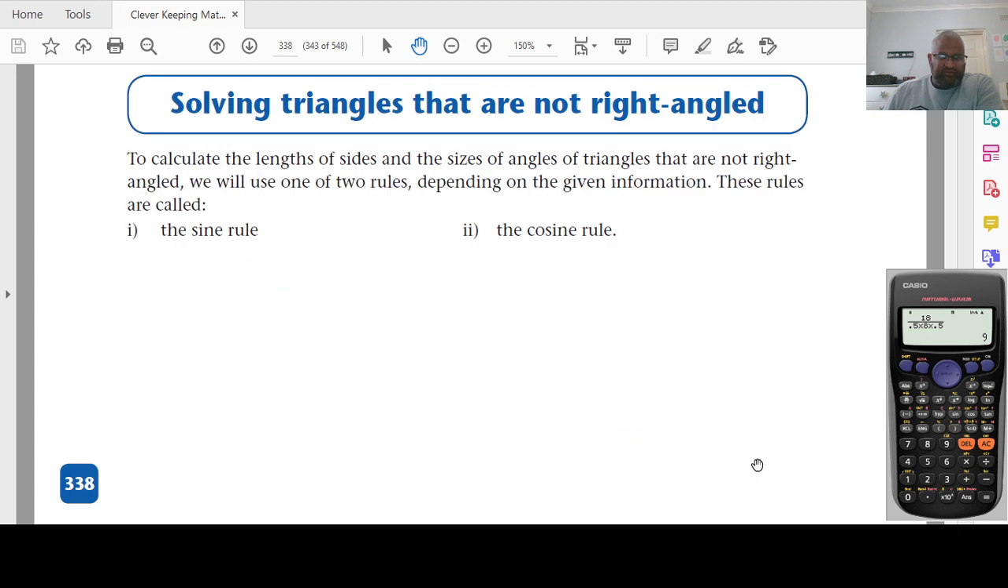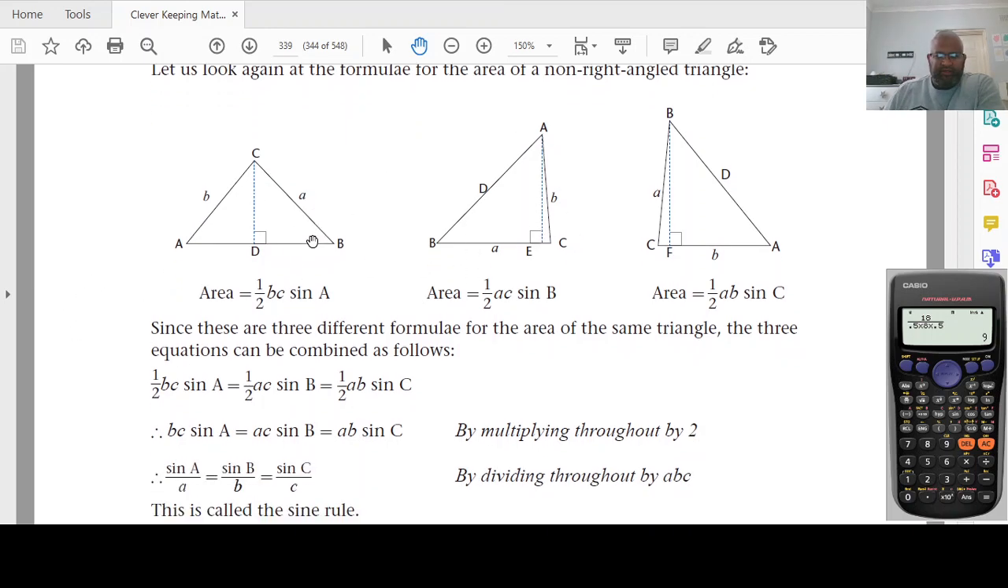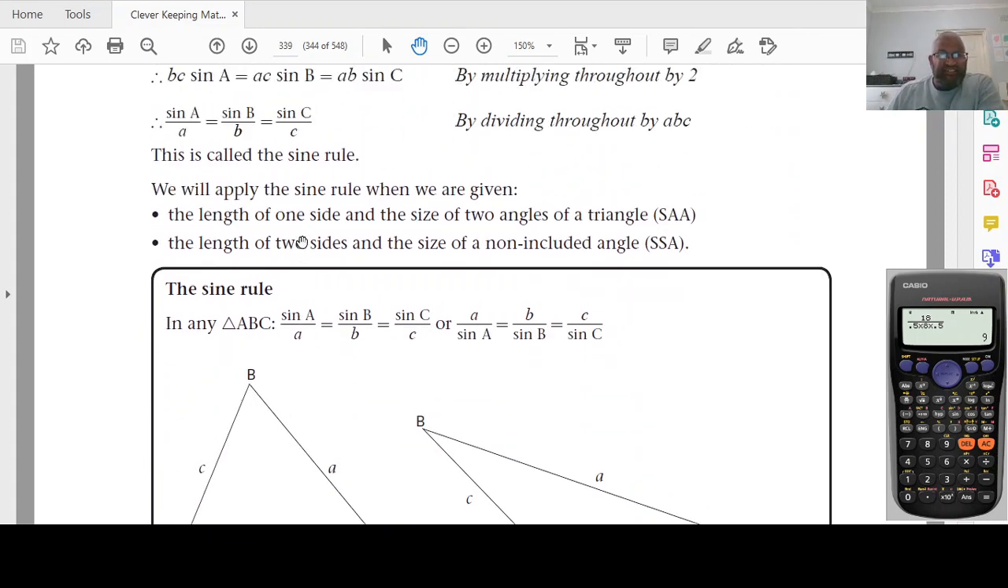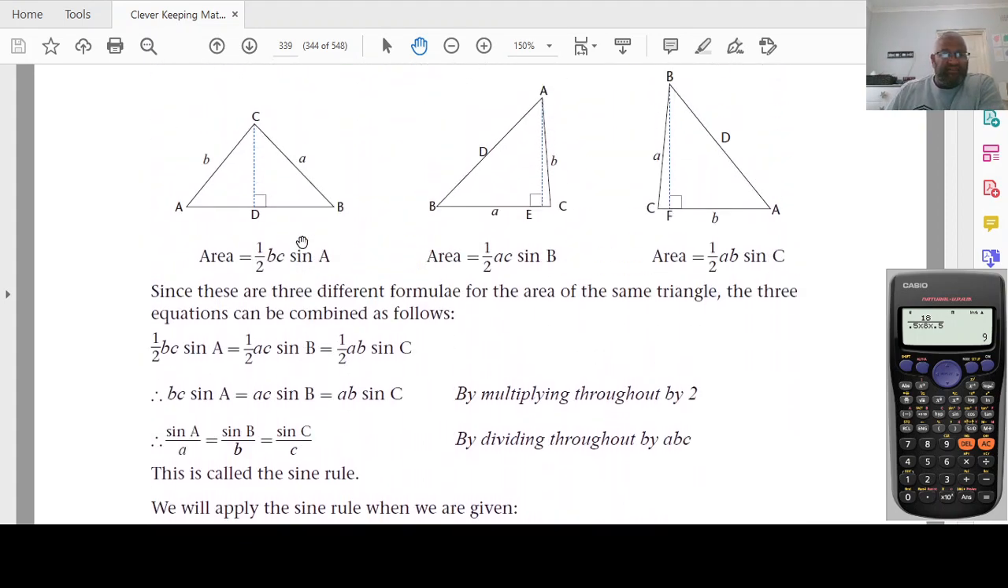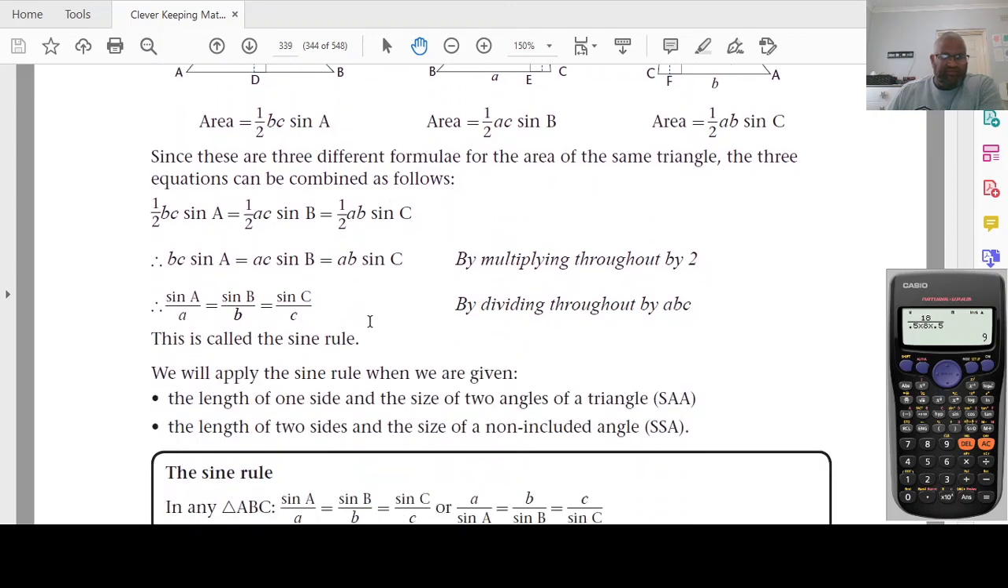Okay, so the sine rule, that is on page 339. The proof of the sine rule is given. It's not examinable. So if you want to know where it comes from, you can go through page 339, and you can work through the proof of the sine rule.